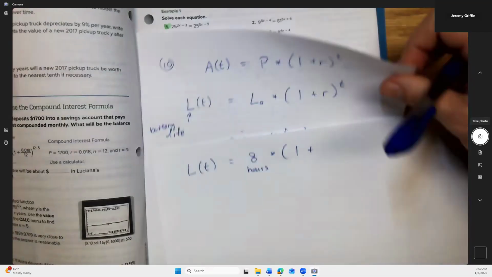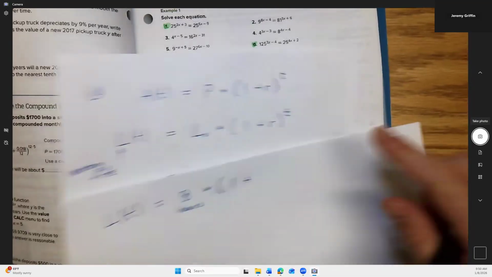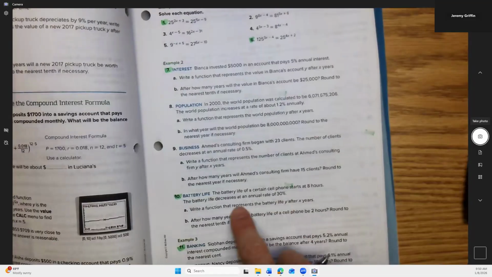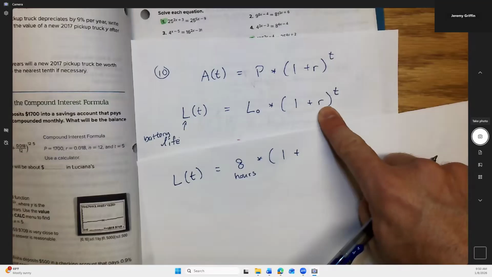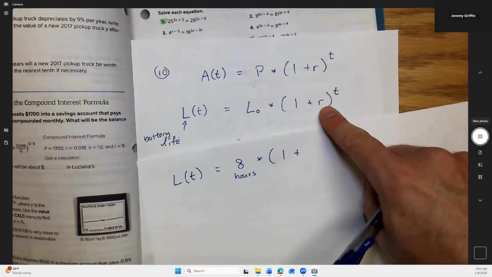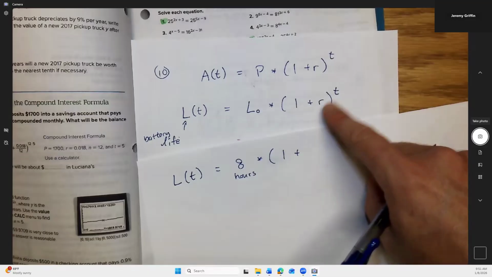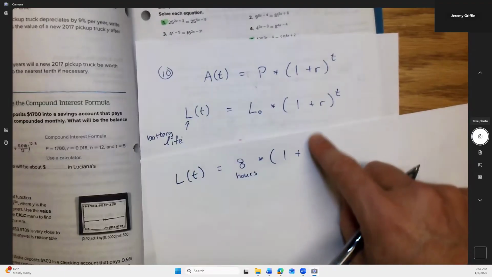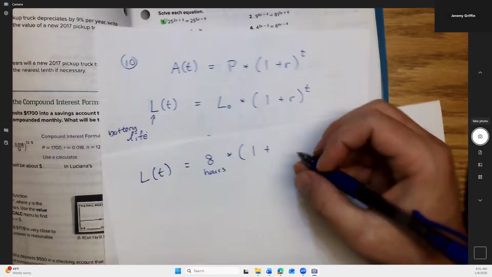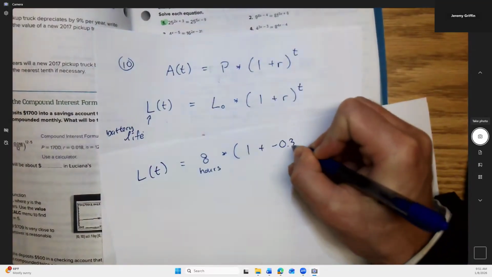Now this R, yesterday maybe it represented interest rate, but here it represents the deteriorating life of the battery. See where it says it loses 30% every year? So what do you think goes in for this R if it's losing 30% every year? Guys, what is 30% as a decimal? 0.30. Right. And also since it's losing, this plus should actually change to a minus, or negative. So it's actually negative 0.30, isn't it?